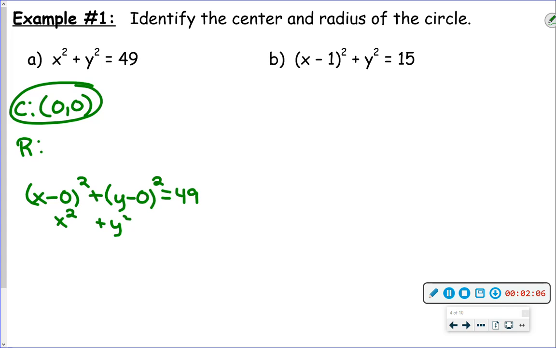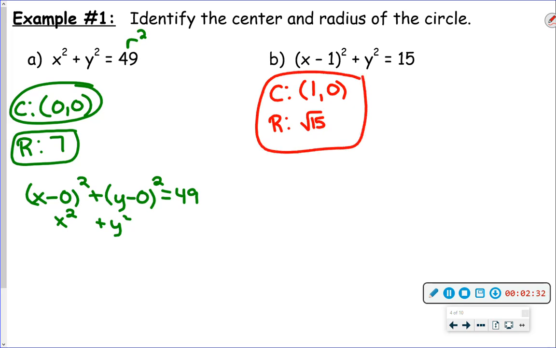Radius. So remember the right side equals radius squared, so a little mental math. What number squared is 49? 7. Or of course, I guess you could square root 49 to cancel out the square. All right, B, center. All about the signs. We have minus 1 in parentheses, so we're going to put positive 1. No number with y, so 0. Now, radius, we have r squared equal 15, of course, which is not a perfect square, so I'm just going to put the square root of 15. It's my perfect exact radius for that one.